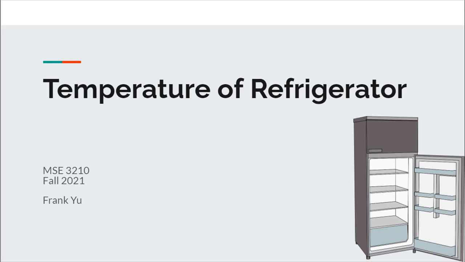So a little bit of background. Refrigerators, to keep food safe, are supposed to be kept at around 4 degrees Celsius, and Georgia Tech campus housing is notorious for having pretty bad appliances. So today we're going to be checking out if, in fact, the refrigerator is at 4 degrees Celsius.